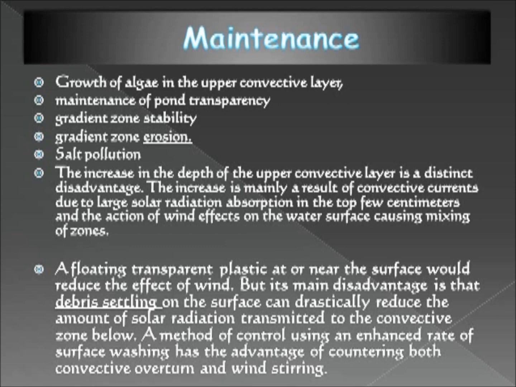How? The increase is mainly a result of convective currents due to large solar radiation absorption in the top few centimeters and the action of wind on the water surface, causing mixing of zones. A floating transparent plastic at or near the surface would reduce the effect of wind, but its main disadvantage is that debris settling on the surface can drastically reduce the amount of solar radiation transmitted to the convective zone below. What is debris settling? It is the settling of remains and particles of different solid things like wood pieces, plastics, etc. A method to control this, using an enhanced rate of surface washing, has the advantage of countering both convective overturn and wind stirring.